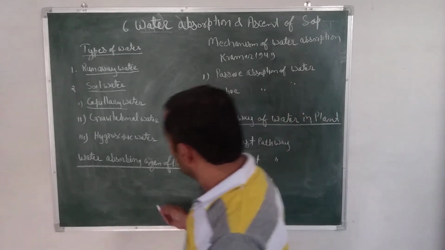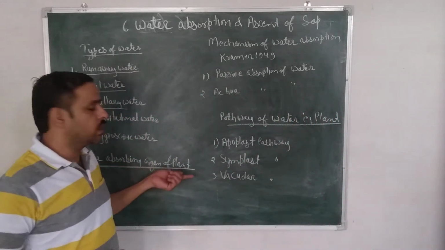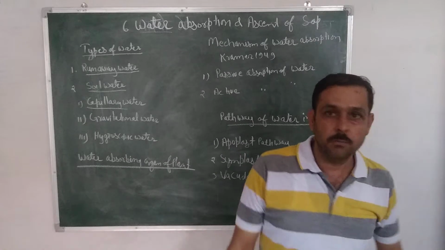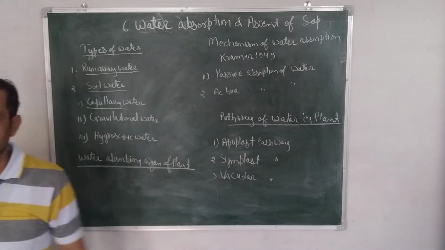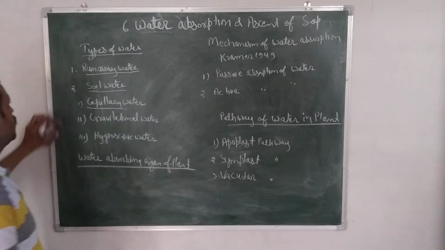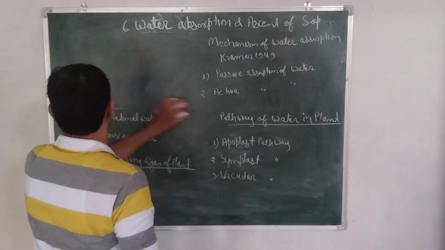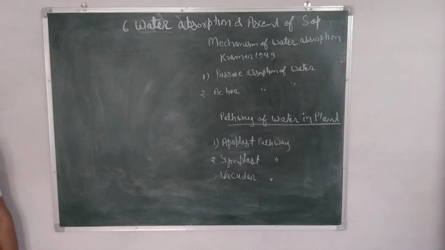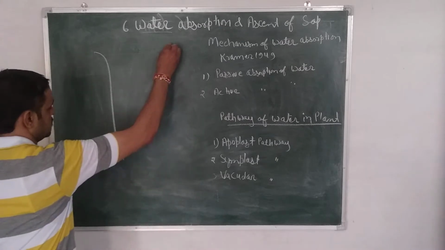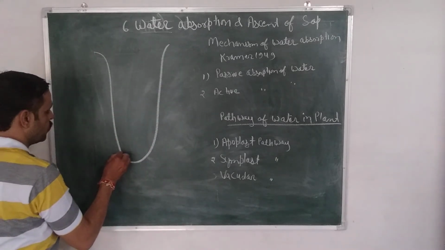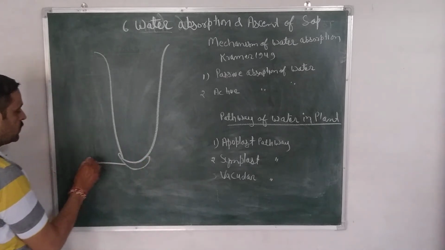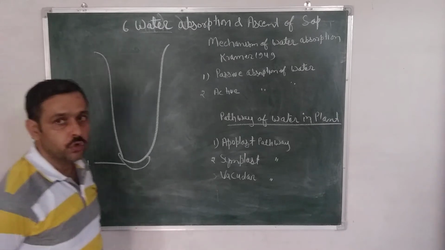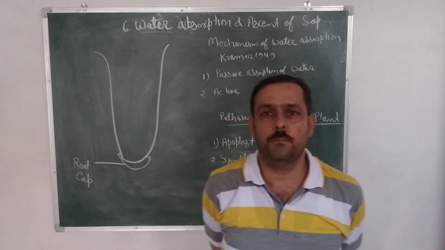Okay, the next topic is the water absorbing organ of the plant. As you know, the root is the water absorbing organ, but the root has two parts, one young and another old, or we can say mature. Whenever we see the tip of the root, it looks like this. The upper part of the root is called the root cap, which is protective in nature.